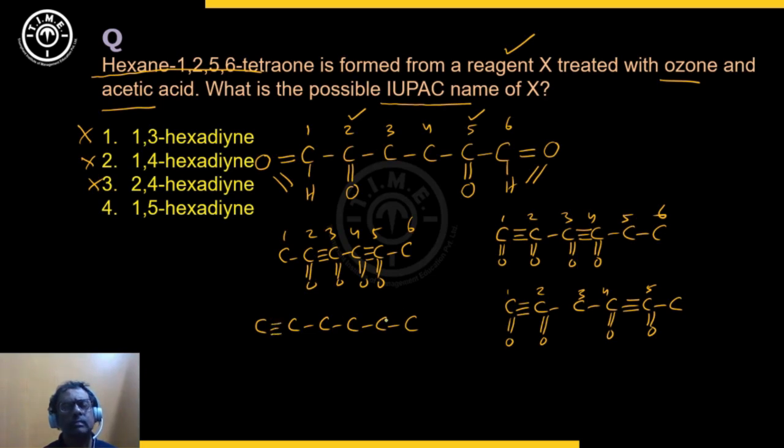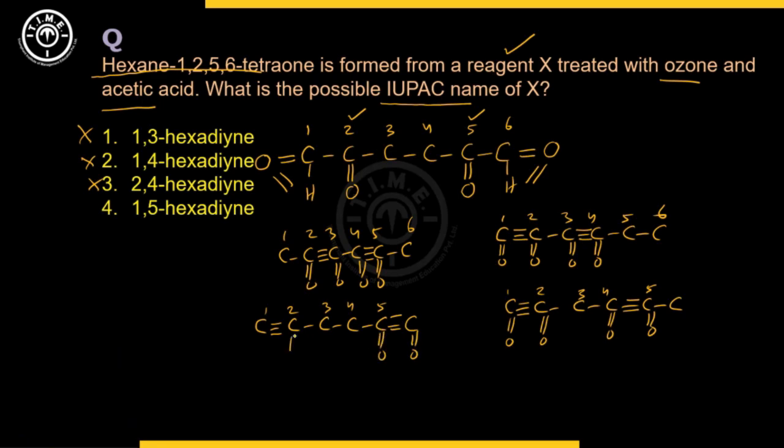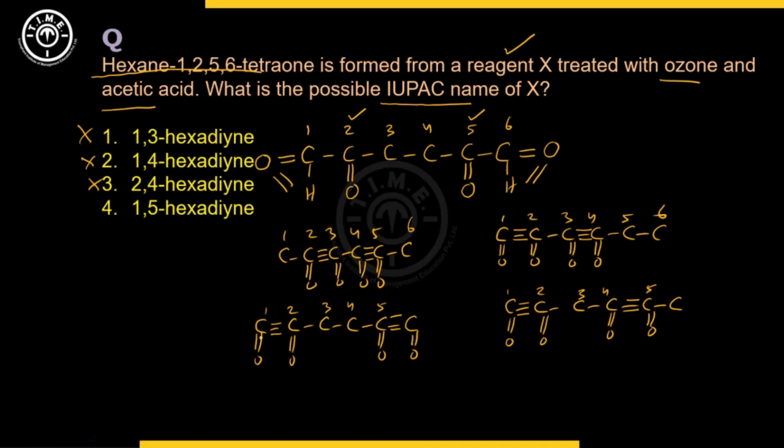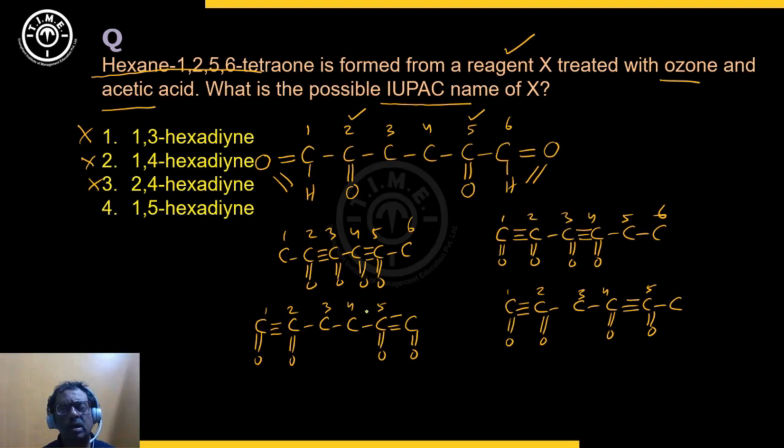1, 2, 3, 4, 5. So you'll get a double bond O here, a double bond O, a double bond O, and a double bond O, which is what you want. So hexane-1,2,5,6-tetra. Actually, this is the wrong name. The name should be what? This is the actual product.